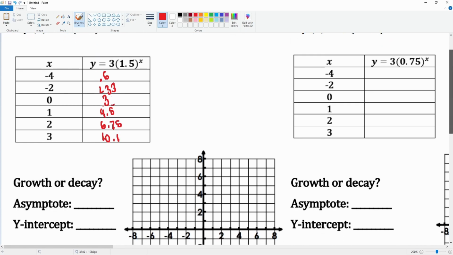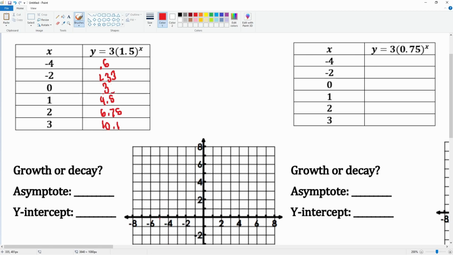Now I can use those points to graph. -4 is 0.6. -2 is 1.33. 0 is 3. 1 is 4.5. 2 is 6.75. And 3 is 10, somewhere up here, right? And if we connect the points, it looks like that.